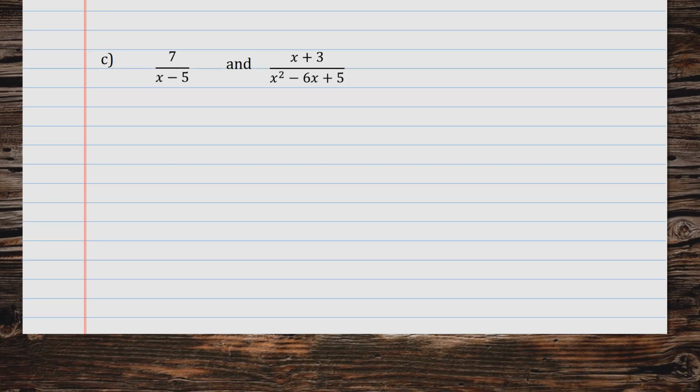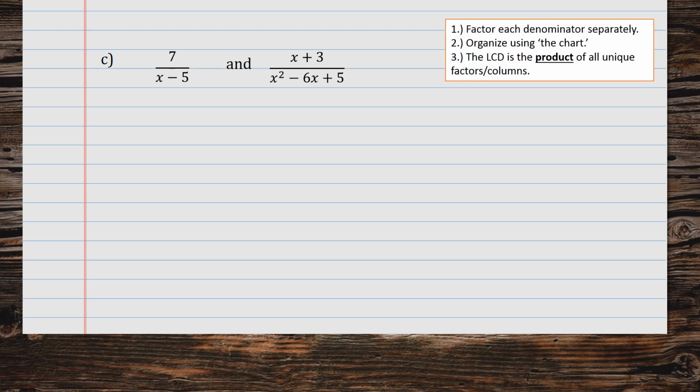Example C. Identify the LCD for the fraction 7 over x minus 5 and x plus 3 all over x squared minus 6x plus 5. There's your 3 steps, but this is going to be your try it problem.